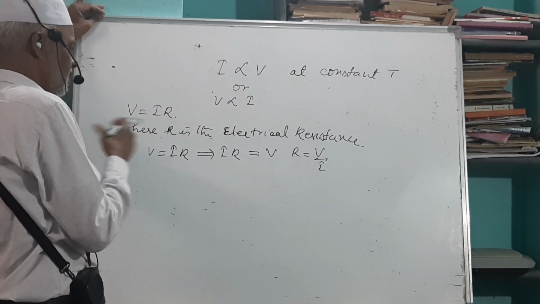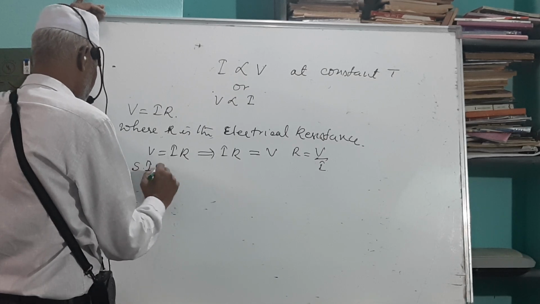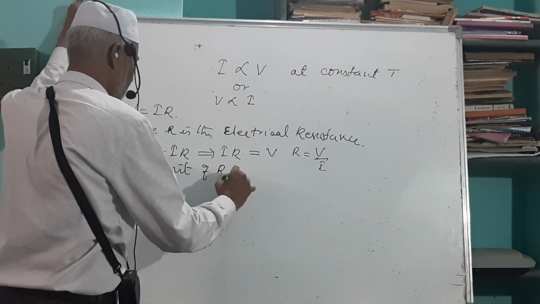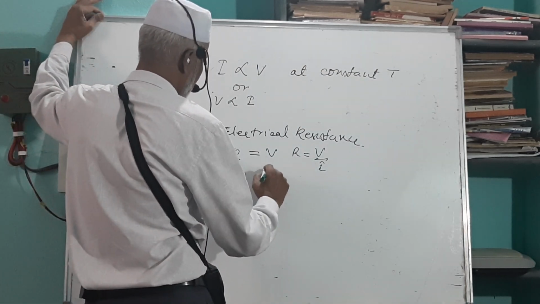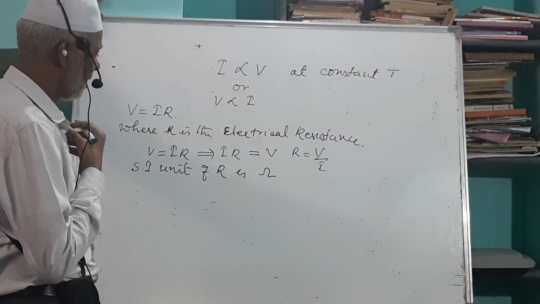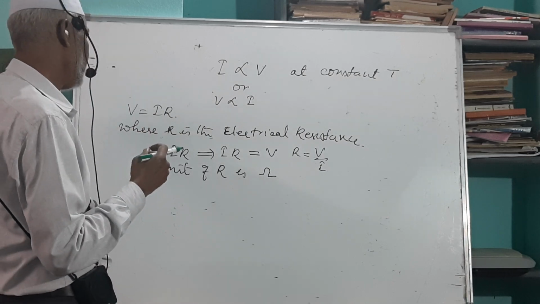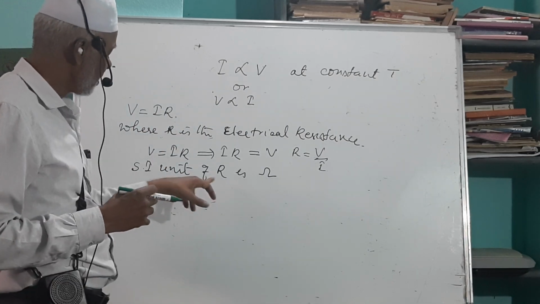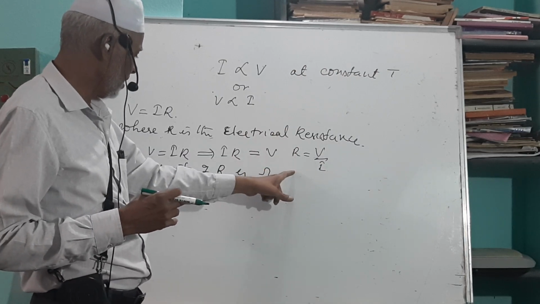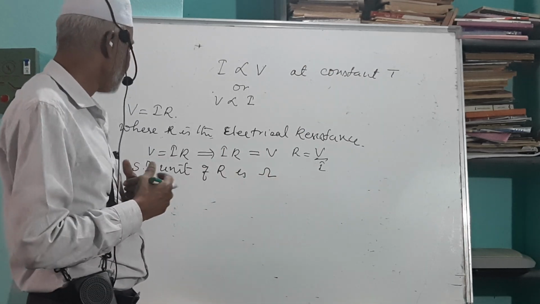What is the SI unit of electrical resistance? The SI unit of R is ohm. So ohm is the unit of electrical resistance. Now let us discuss, as I said, that the resistance of the conductor depends on the nature of the material. It also depends on the dimension of the conductor.